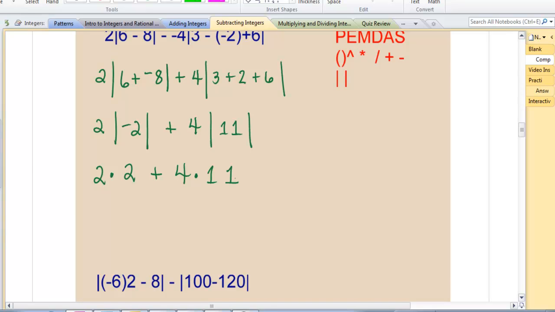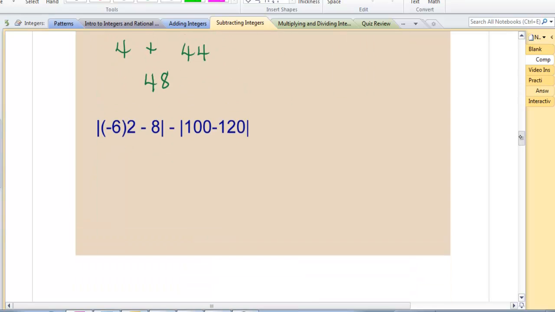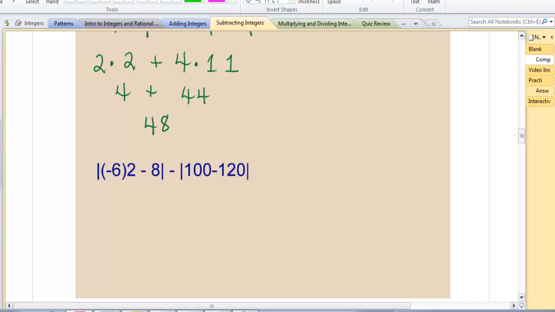And then we are going to multiply before we add, because we always want to use our order of operations. 2 times 2 is 4. And what's 4 times 11? 44. Good. And then what's 4 plus 44? 48. Very good. So now I'd like you to pause the video and try this next problem.